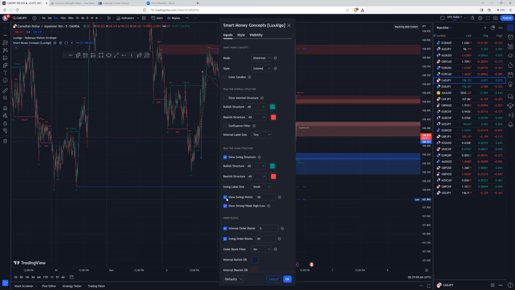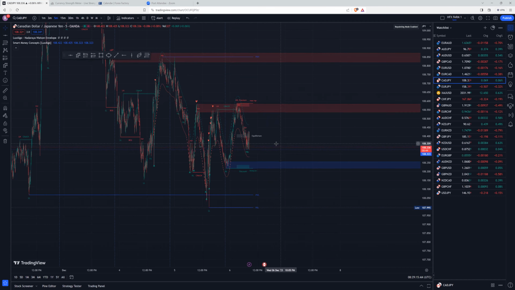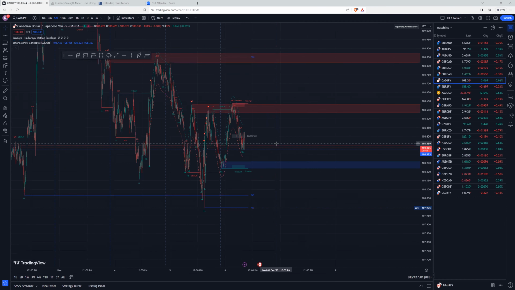So show internal order block off. All right, we are good to go. What makes it easy with this is that the indicator already identifies the order block for you and makes it visible. All you need to do is just mark it up.